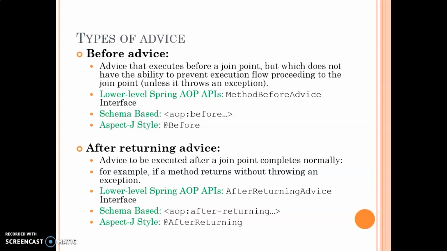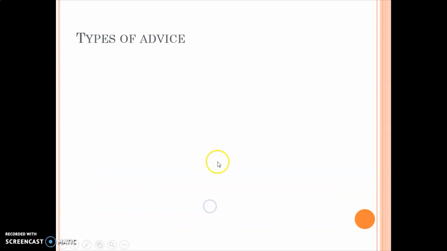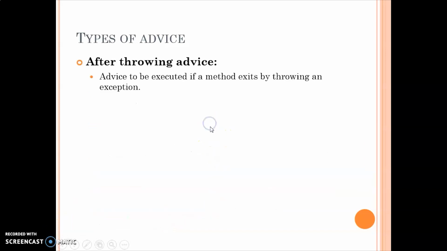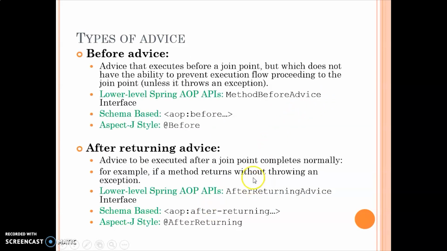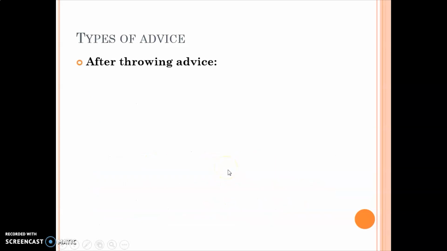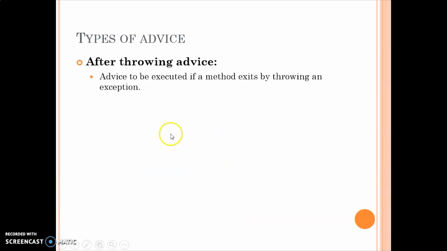So when the method returns normally, the code that you want to execute on top of that method, you have to use the @after return annotation. Okay, going further, we have after throwing advice. This is to be executed if the method exits by throwing an exception. So if you see the previous one, that was executed when the method returns normally, whereas this one is executed when the method throws an exception.